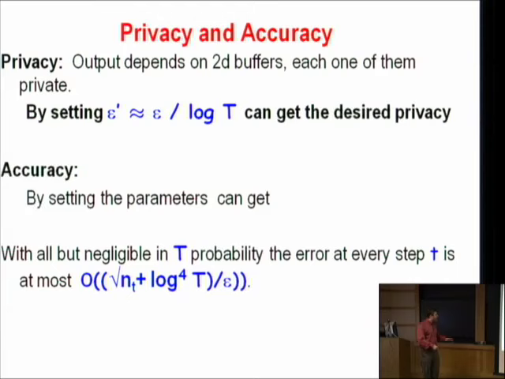The error at every step T is at most square root of N_T, where N_T is the actual number of ones, plus something like log to the fourth. So maybe we didn't quite work as much as we could on the error. Maybe it could be log cubed, but it's going to be some polylog T over epsilon. N_T is the number of ones up to step T, the real count.